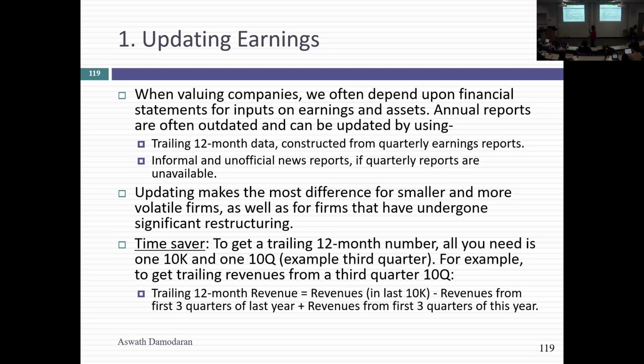In fact, all you need to get a trailing 12-month number for your company is 2 financial statements, your last 10K and your last 10Q. Because in your last 10Q, you always get that updated last 3 quarters this year, last 3 quarters of last year. But updating is critical because you're valuing your company as of today. This isn't some stale exercise from the start of last year, because you've got to make your buy or sell decision today.